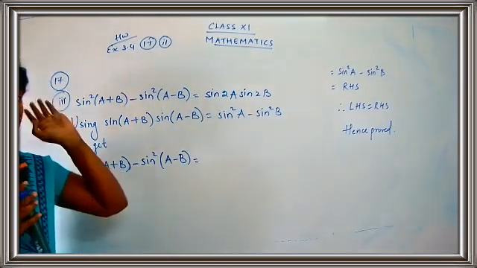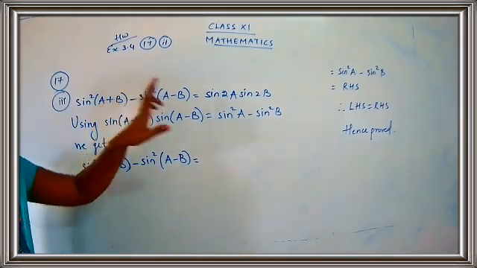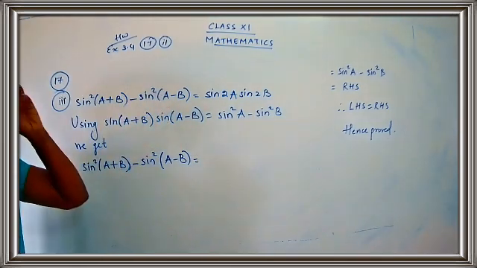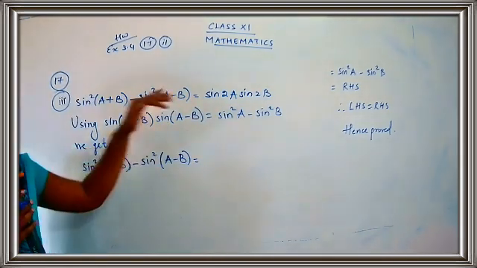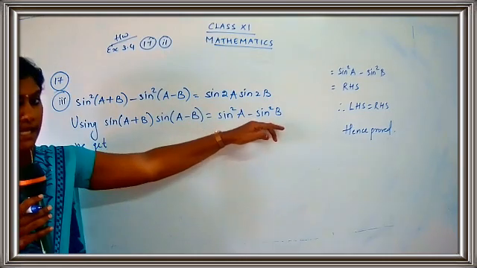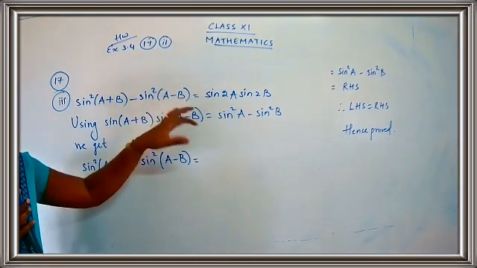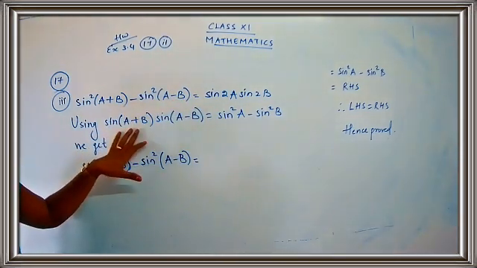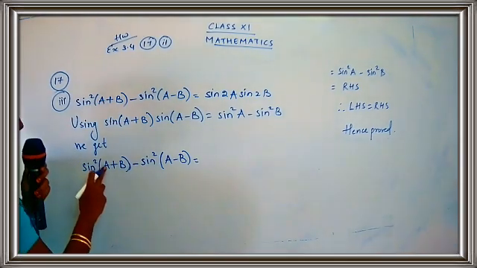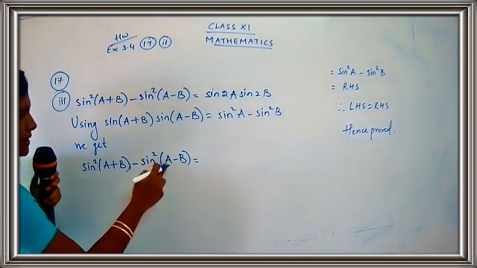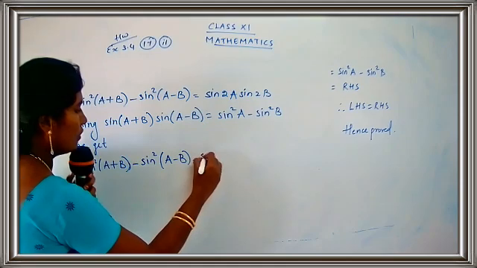What is a here? a is a plus b, and what is b here? b is a minus b. Just keep that in your mind. So we are just going to use the formula. So what do you get here? Sine square (a plus b) minus sine square (a minus b) is equal to sine of.